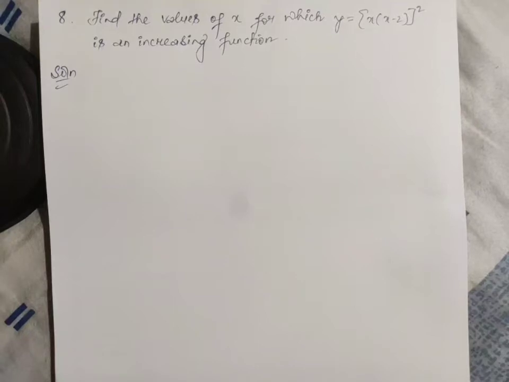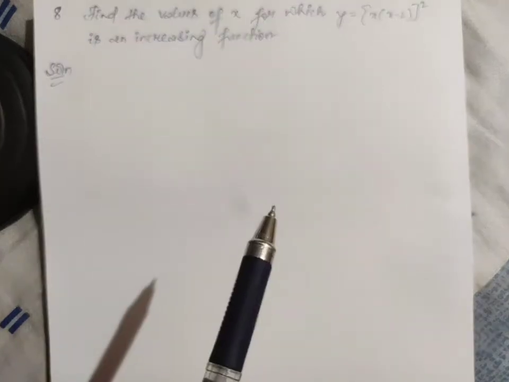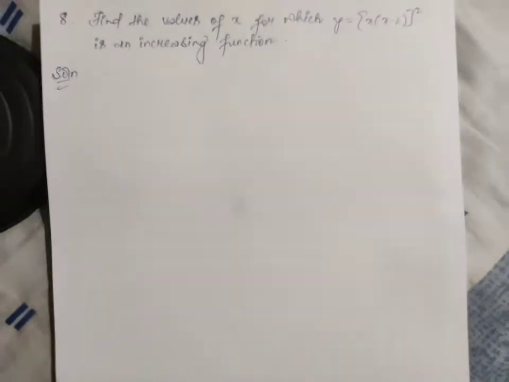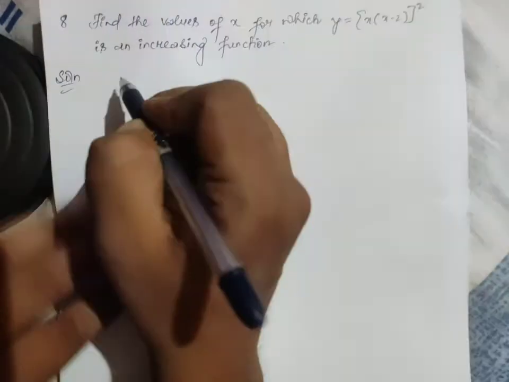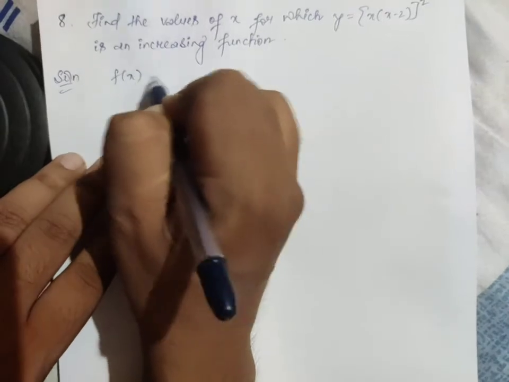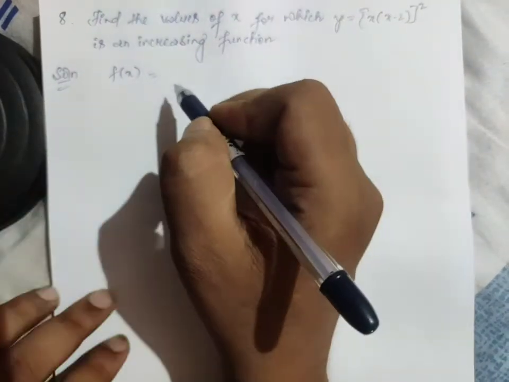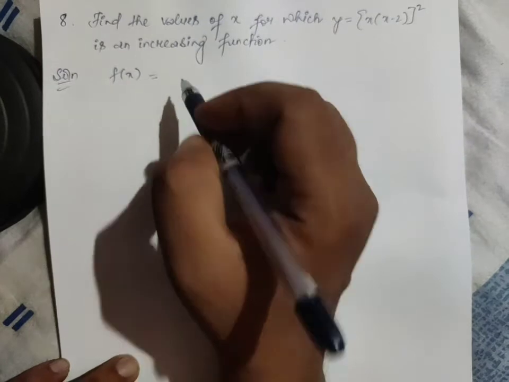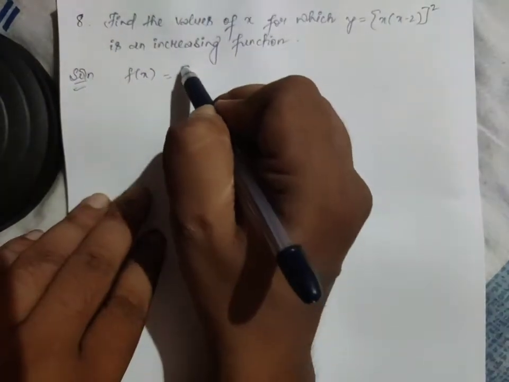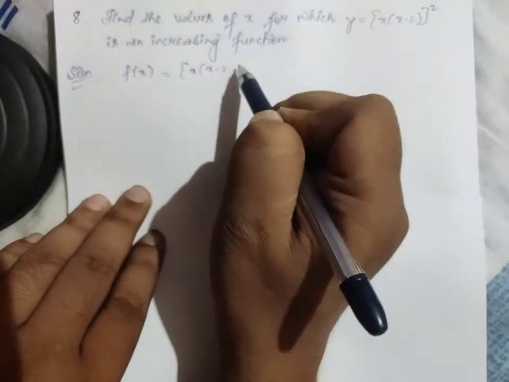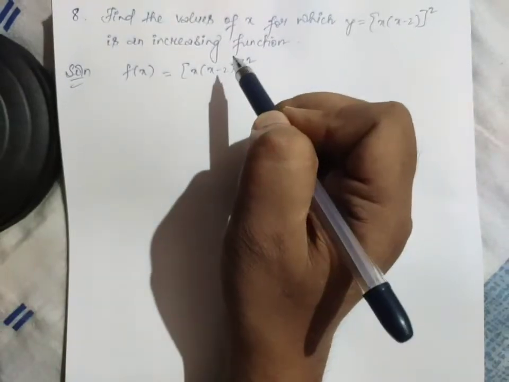Okay, so now we'll do question number 8. Find the values of x for which y equal to x into x minus 2 whole square is an increasing function. So here we have to find the values of x. It is given y equal to x into (x minus 2) whole square. In place of y we can write f of x. So we'll write f of x equal to x into (x minus 2) whole square.